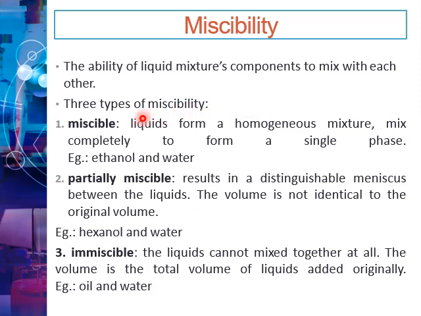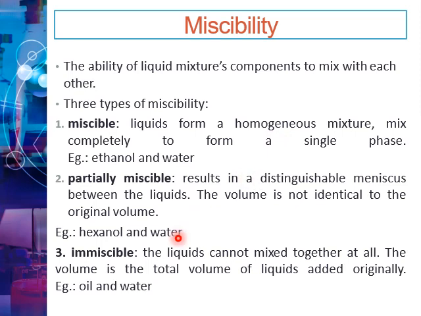There are three types of miscibility. One is miscible, where the liquids form a homogeneous mixture, mixing completely to form a single phase. When we add ethanol and water, for example, both contain an OH group, so they can mix together very well. There are two components with different formulas, but they form a homogeneous mixture. So they are miscible.